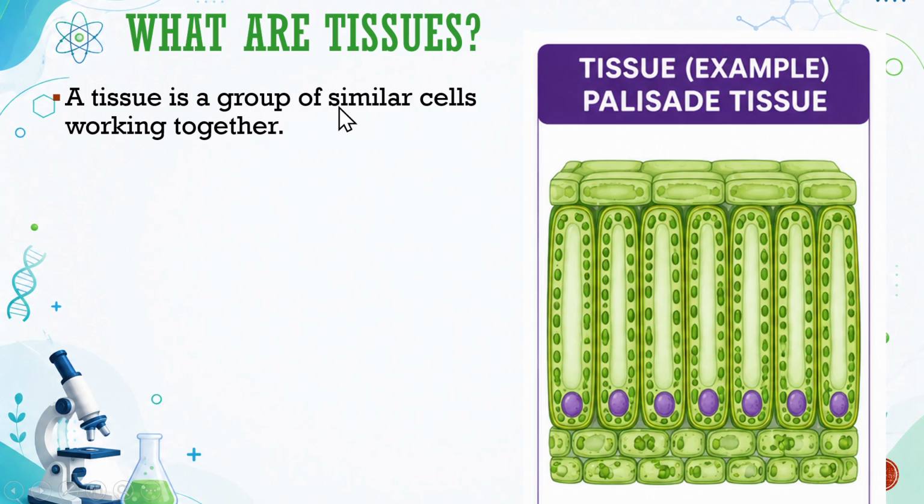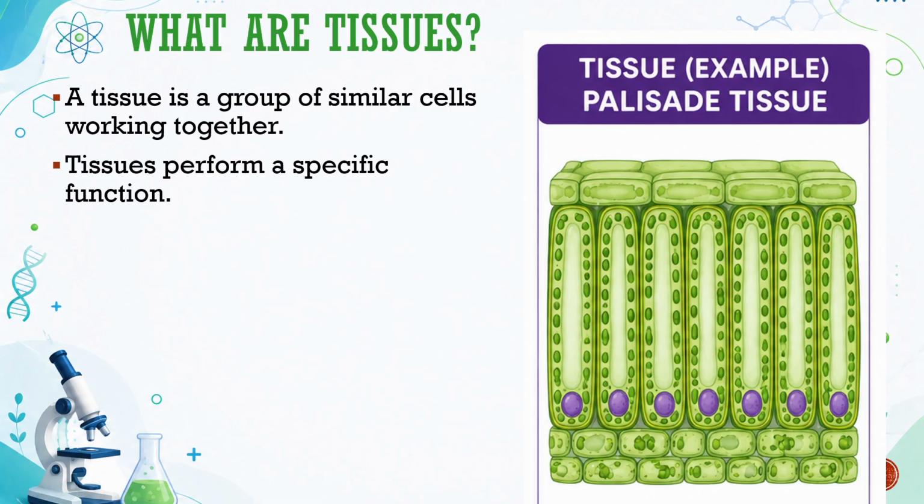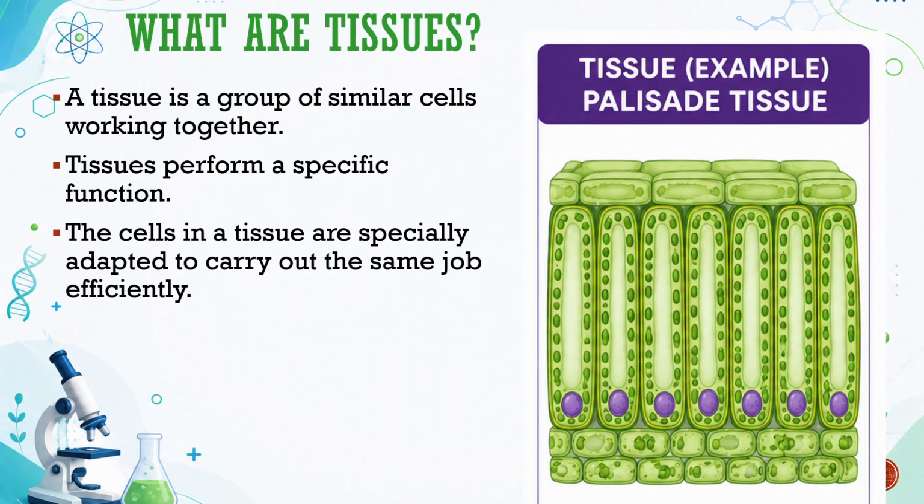That's why tissue is a group of similar cells working together. Tissues perform specific functions, obviously, as they are made up of similar cells. They'll have a specified job to do. The cells in tissue are specially adapted to carry out the same job efficiently, right? So this tissue is being formed by palisade cells. All cells are palisade cells. So the function of this tissue is basically supporting photosynthesis. All right, so that's your tissues.